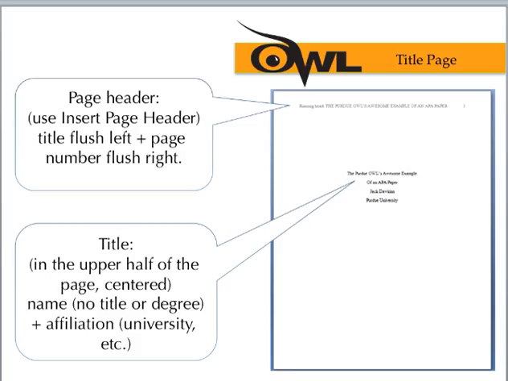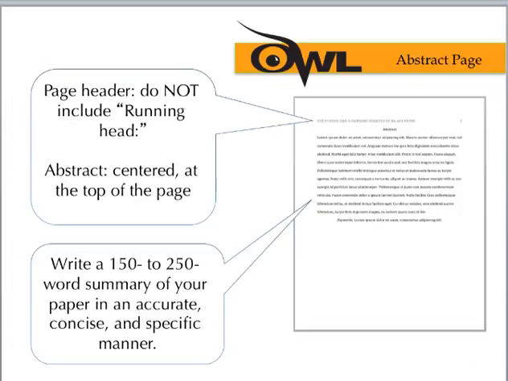Okay, so here's an example of the title page, and again in our course it would also include the abstract underneath those headings as well as the keywords. Here's the abstract here, and again centered in the middle of the page, and it's about 150 to 250 words. It's concise and very specific as to what you are trying to accomplish in your report.